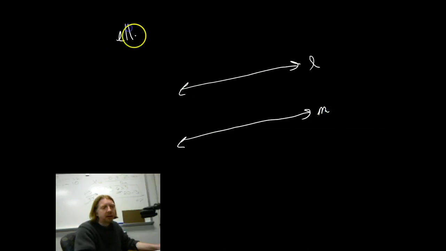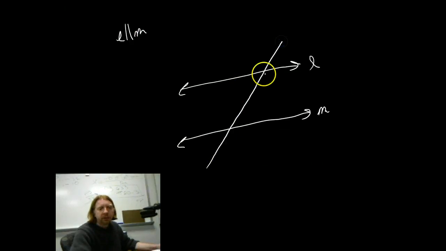We have two lines that are parallel. That means that they do not cross. We'll call this line L and line M. And so line L is parallel to line M. If there's a third line that crosses both of these, we call that the transversal.